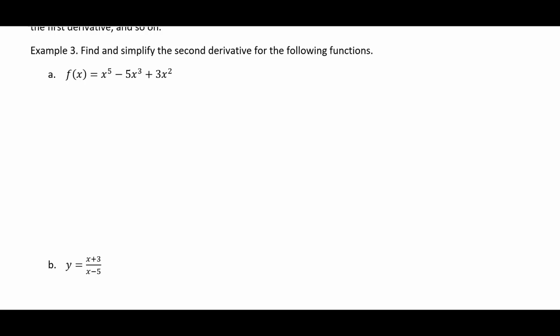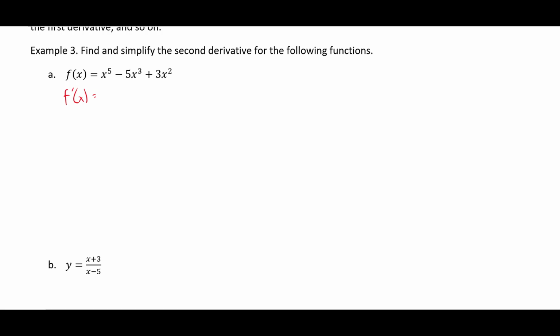Now let's practice finding higher order derivatives. So let's find and simplify the second derivative for the following functions. Remember, to get to the second derivative, you first have to find the first derivative, because the second derivative is the derivative of the derivative. So let's first start out by finding f prime of x.